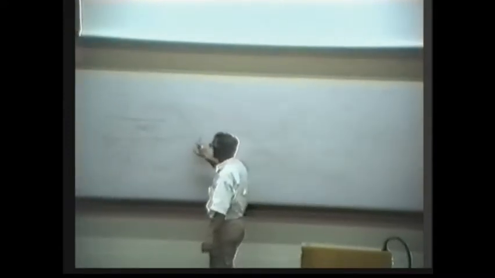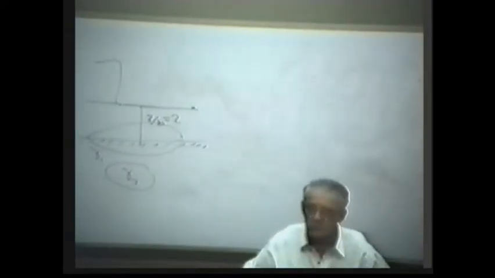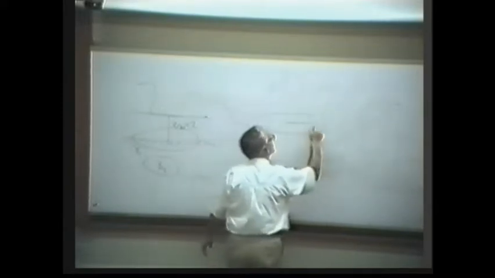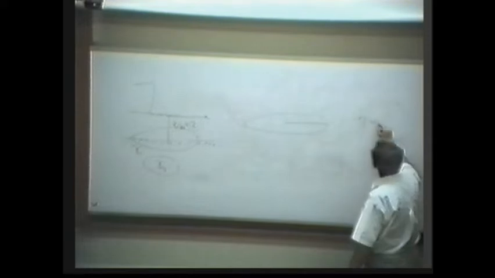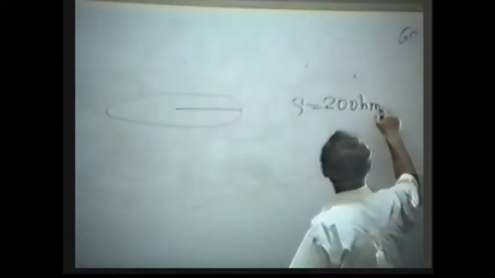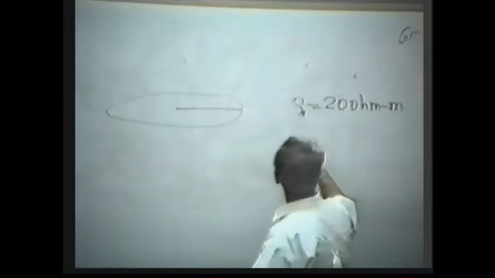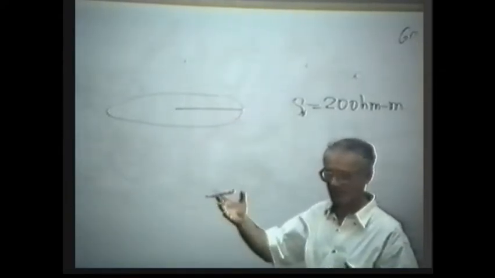Simple evaluation. Suppose I have a relatively small loop and relatively resistive medium. Resistive doesn't matter, relatively small loop. Let us do the following. Let us take resistivity 20 ohmmeters, rho 1, surrounding medium. Let us take the radius of the loop 100 meters. It's okay? Reasonable?